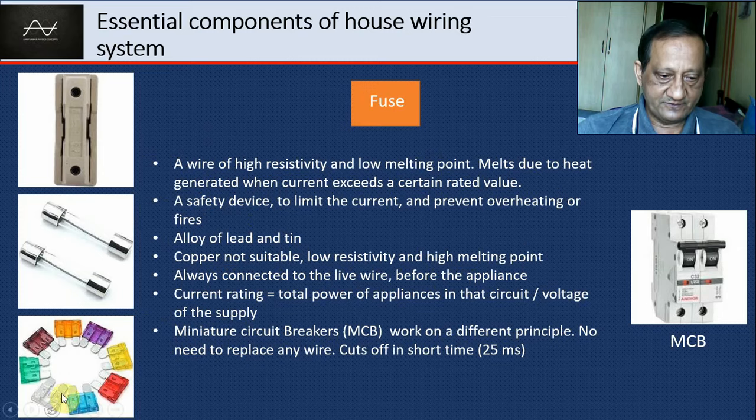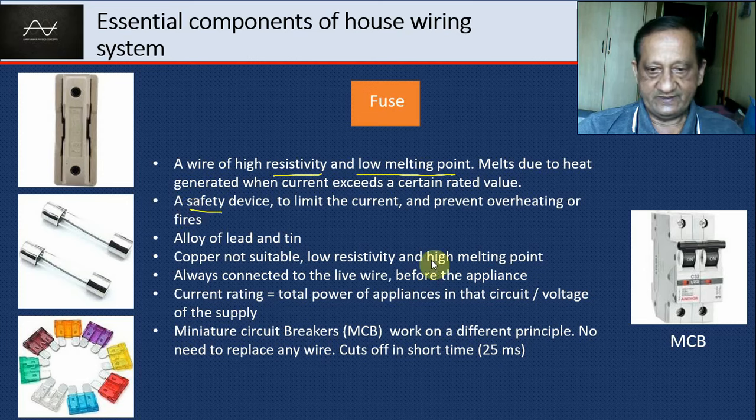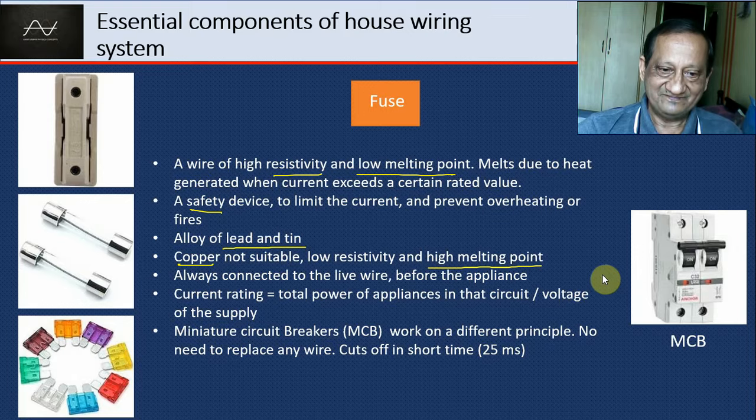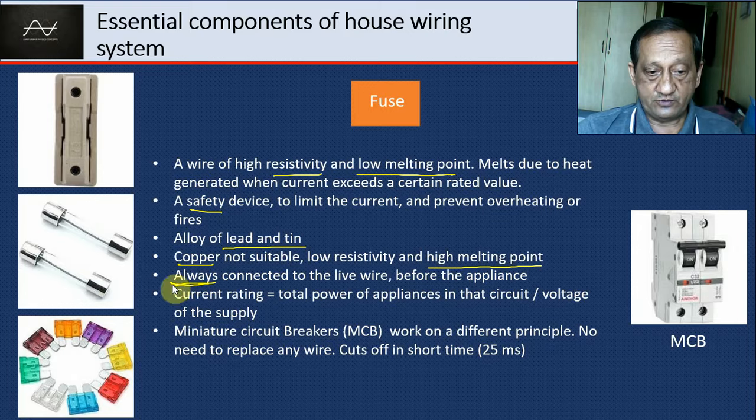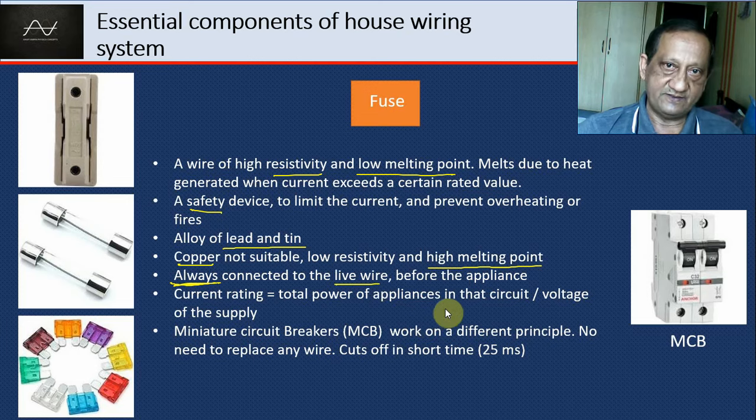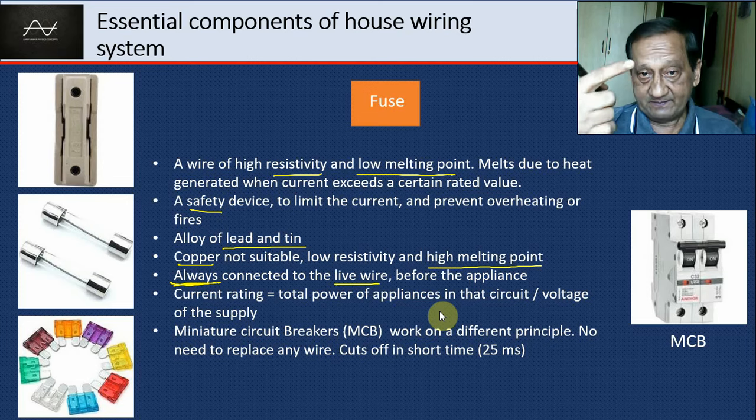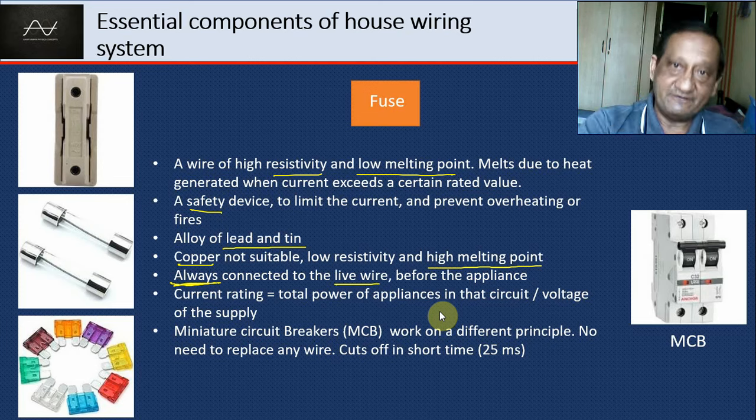So let's talk about the fuse a little bit. Basically, a safety device. The traditional one was a wire of a low melting point and high resistivity which melts. Okay? It's a safety device to limit the current and to prevent fires, to prevent overheating, and usually made of lead and tin, an alloy of lead and tin. Copper is not used because it has a high melting point. We need it to melt immediately, right? The fuse is always connected to the live wire before the appliance. If there's any problem, then the supply should be cut off before it reaches the appliance, not afterwards.